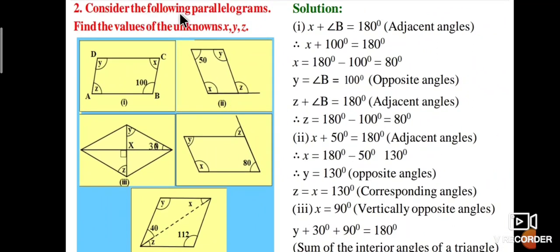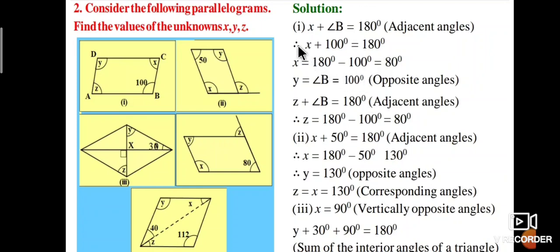Second question: consider the following parallelograms. Find the value of the unknowns x, y, z. Observe, students, first one, parallelogram ABCD. It is a parallelogram. Okay, we find x, y, z in the following figure. We know that angle x plus angle B is equal to 180 degrees. In a parallelogram, the adjacent angles sum to 180 degrees.